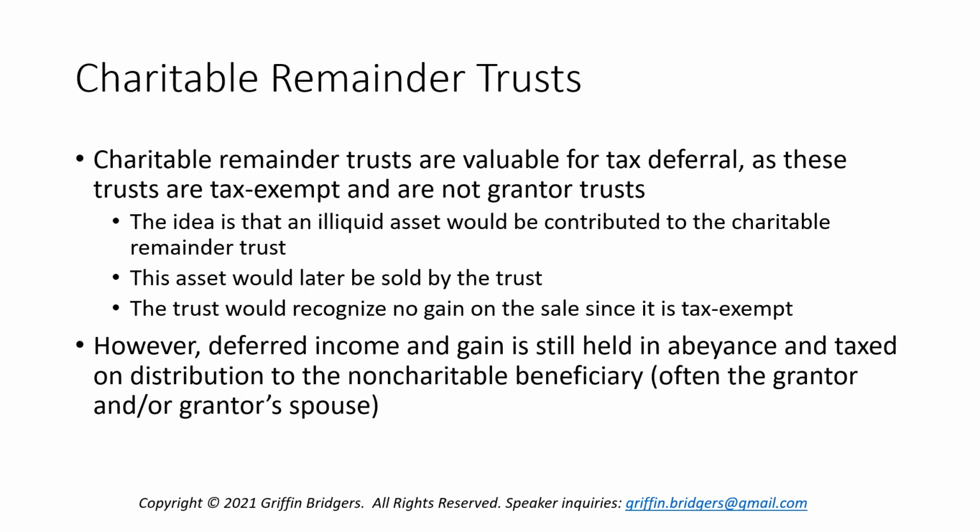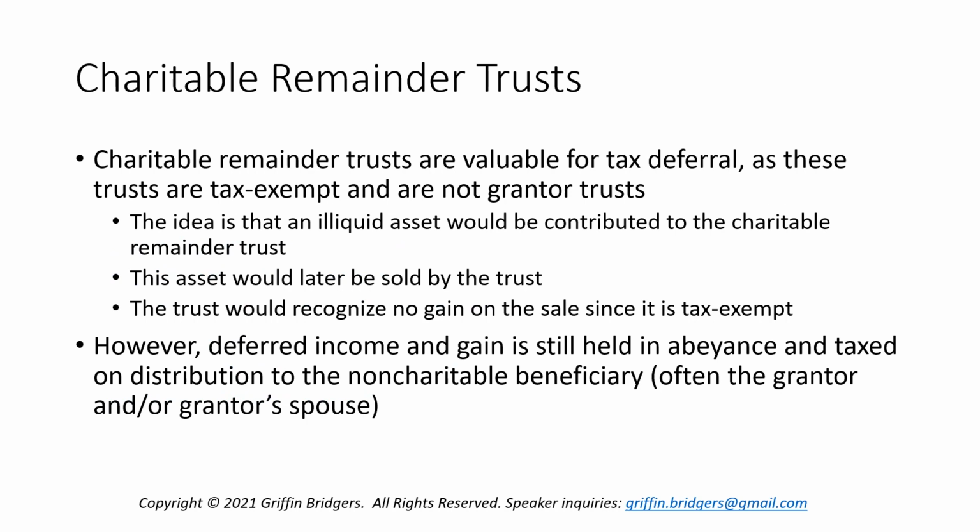Now, mechanics aside, one of the biggest benefits of a charitable remainder trust is tax deferral, because the trust itself is tax exempt and is not taxed as a grantor trust. So the idea is that an illiquid asset could be contributed to the charitable remainder trust by the grantor, potentially at low or no gift tax cost. Then the asset would later be sold by the trust itself. And on that sale, the trust would not recognize any gain because the trust is a tax-exempt entity.